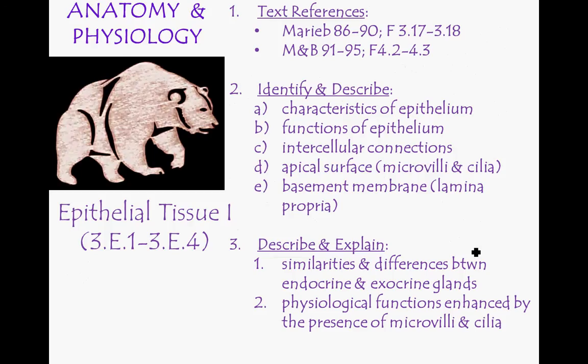So again, there we go. Going back, looking, pausing as you need to, being able to identify and describe here. There are five characteristics of epithelium. There are four general main functions there. Talk about the different types of intercellular connections. There were three of those. A little bit about this apical surface and the microvilli and the cilia, as well as that basement membrane.